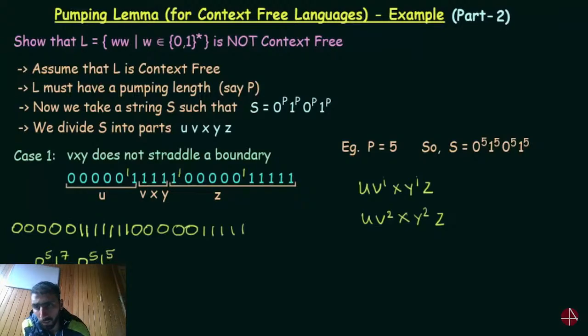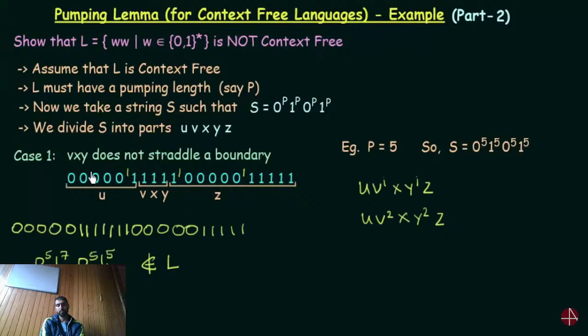Now if you look here, I have 5 zeros and 7 ones, but here I have 5 zeros and 5 ones. So the first half is not equal to the second half. So this condition is not satisfied. So this resultant string that we obtained here does not belong to the language L. So condition number 1 has failed for case number 1.